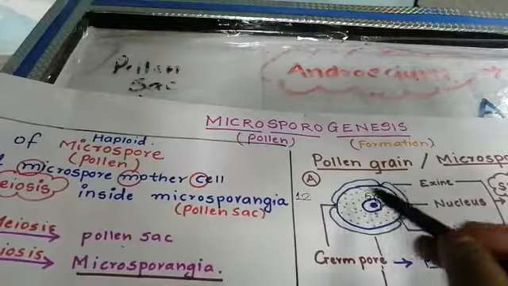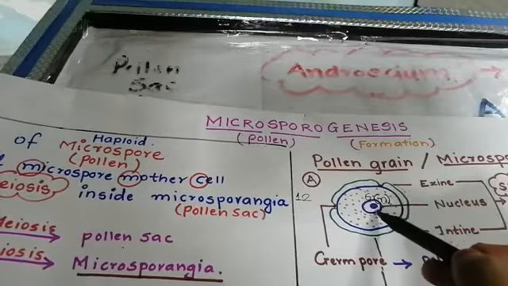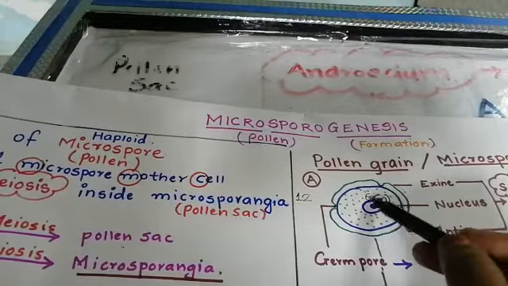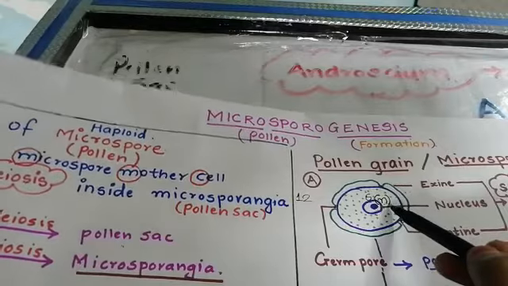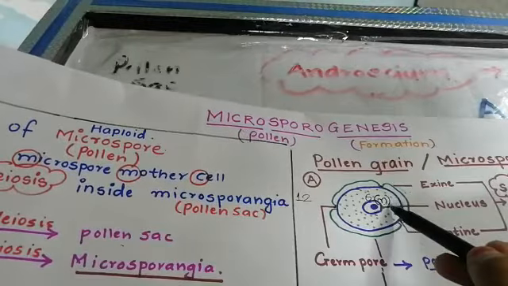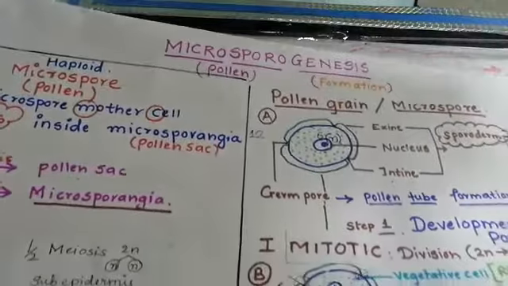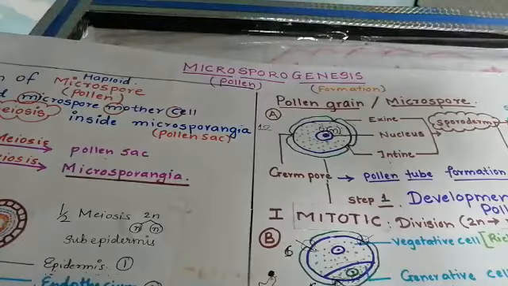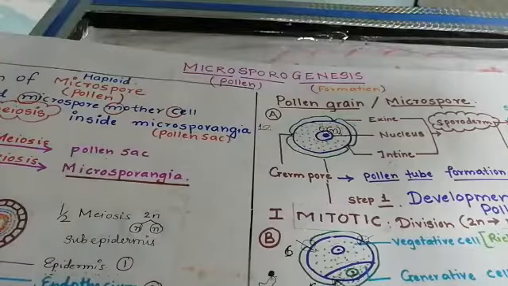Inside the intine, cytoplasm is present. Along with that, one nucleus is present. Now, this nucleus is a haploid nucleus because the pollen grain is produced by meiosis. So, this nucleus is already a haploid nucleus. Now, in the next step, development of the male gametophyte from this pollen grain will take place.